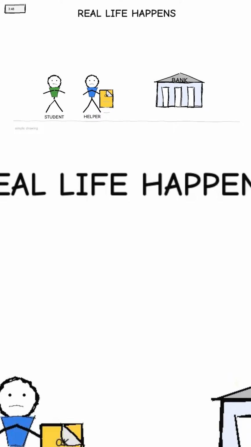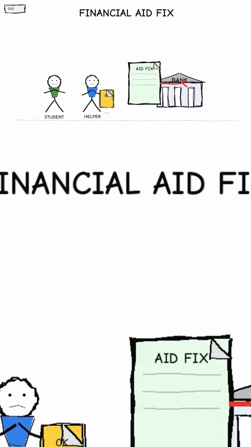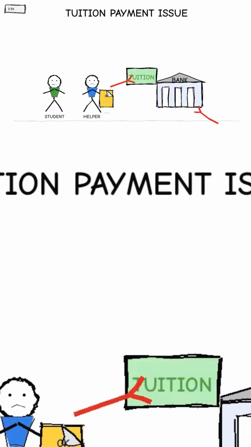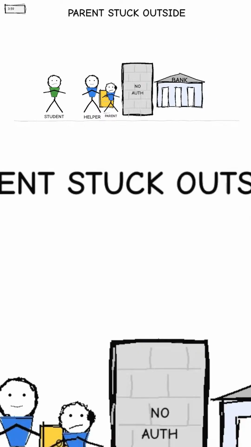Think about real life. A lease needs to be signed by Friday. A bank account gets locked. Financial aid needs a document corrected. A tuition payment issue pops up while the student is in class, traveling, sick, or unavailable. Without proper authorization, parents may be stuck on the outside, unable to help quickly.